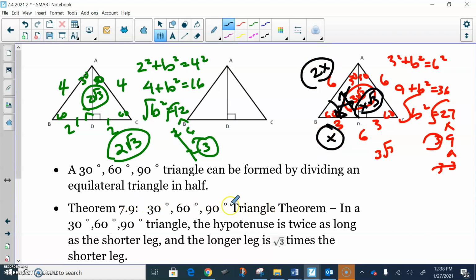So to put it into words, in a 30, 60, 90 triangle, the hypotenuse is twice as long as the short leg. We saw that. And the longer leg is the square root of 3 times the shorter leg. All right, let's practice.